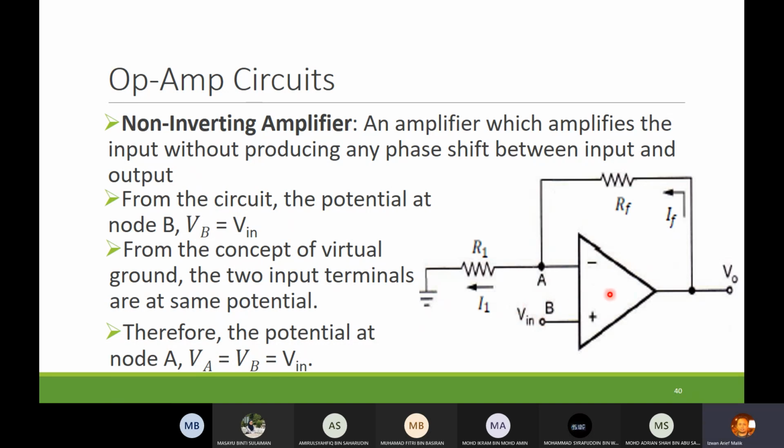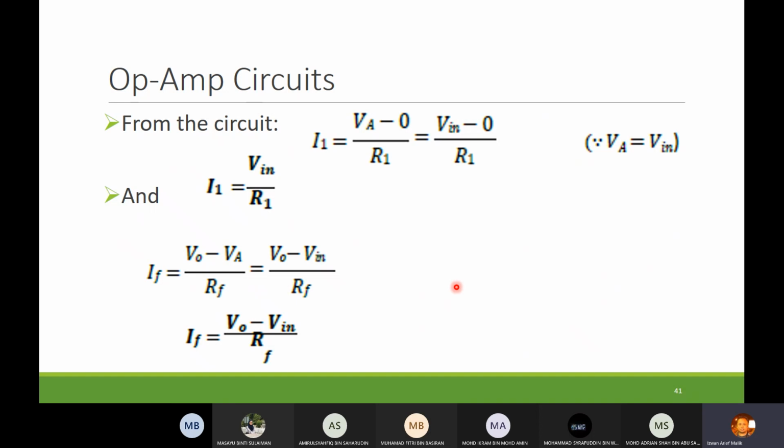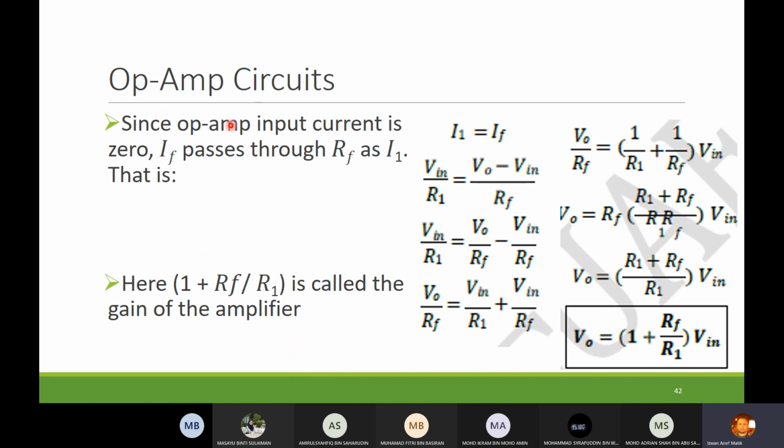Alright, so this is the circuit. We can see the connections. It is the same, the only difference is where the input is. From the circuit, we can obtain that I1 is equivalent to Vin over R1 and IF is equivalent to VO minus Vin over RF. Since the op-amp input current is 0, IF will pass through RF and I1. So this is the equation.